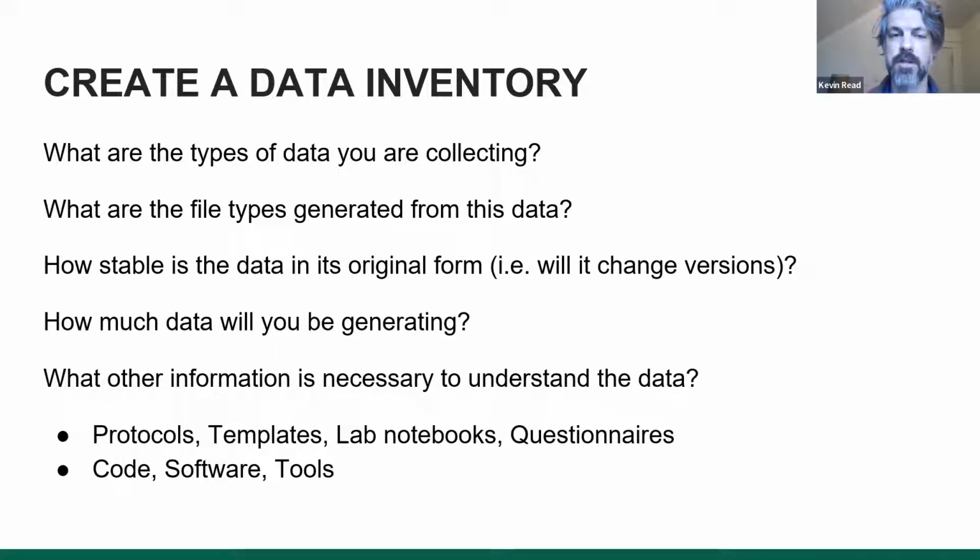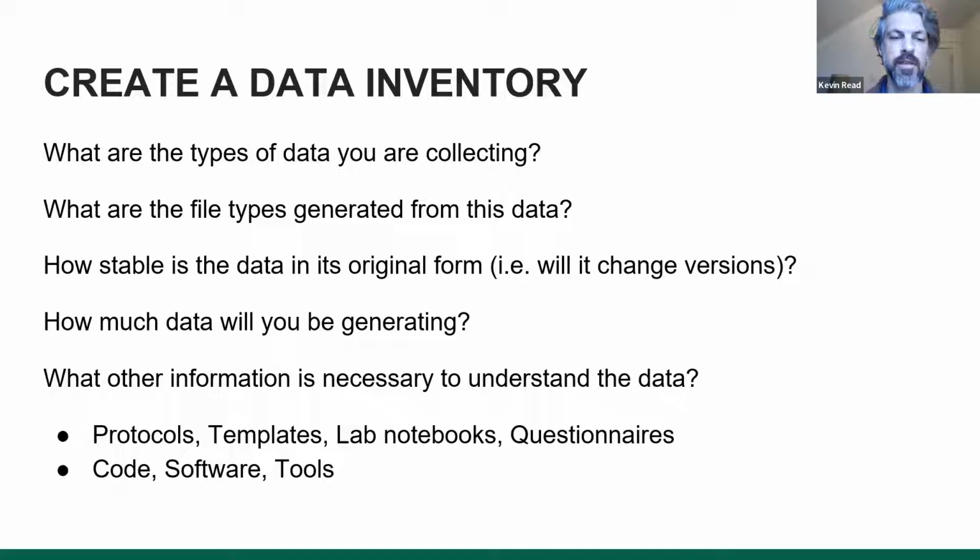What are the file types that are being generated? Are these file types usable by other people? How stable is your data? So are you creating many, many versions? Are you updating it on a regular basis? How much data are you going to be generating? Do you need 100 terabytes of data, or is it something relatively simple that you don't need to worry about?